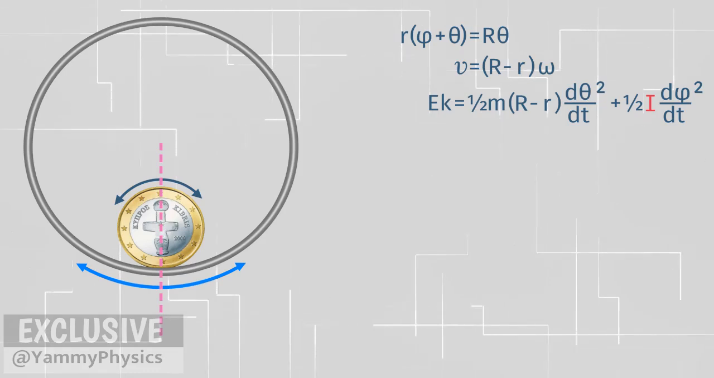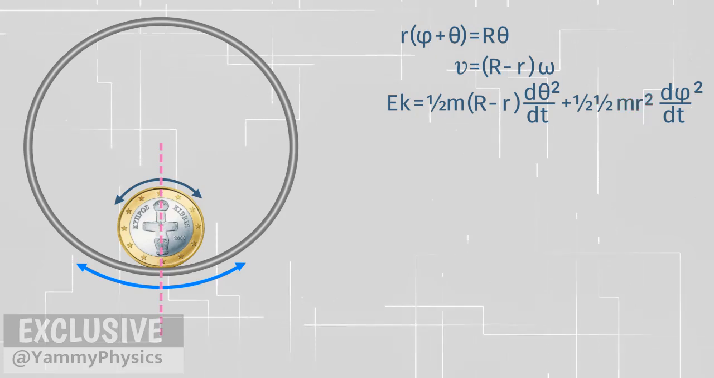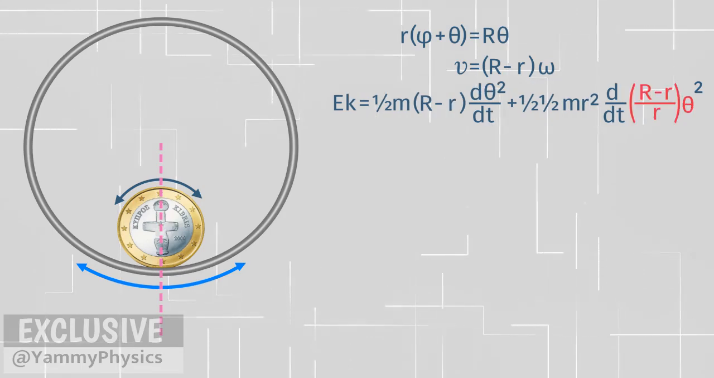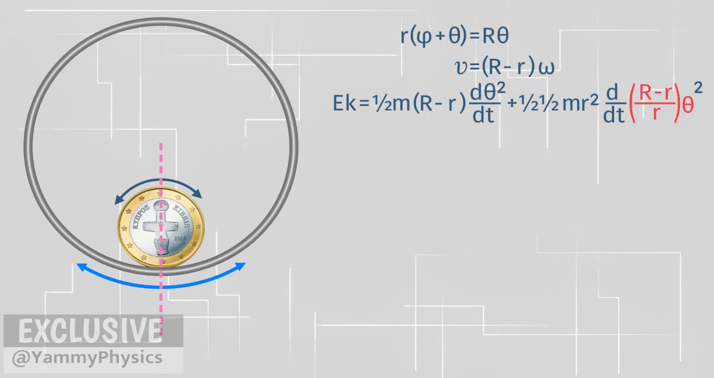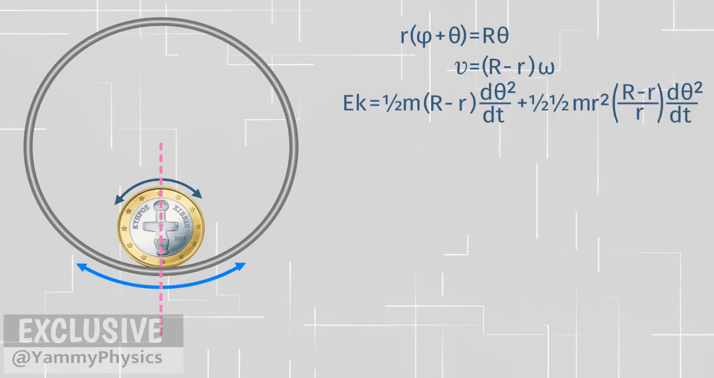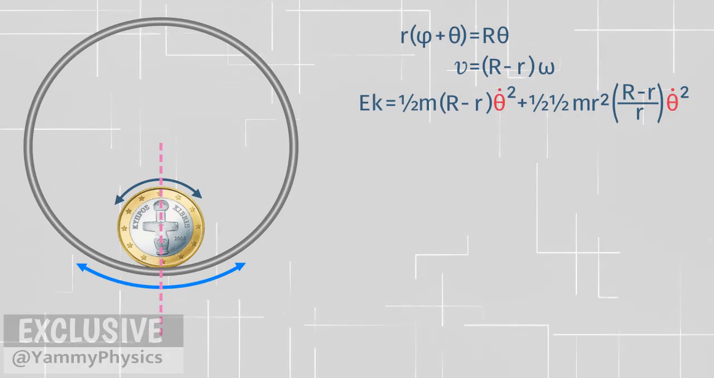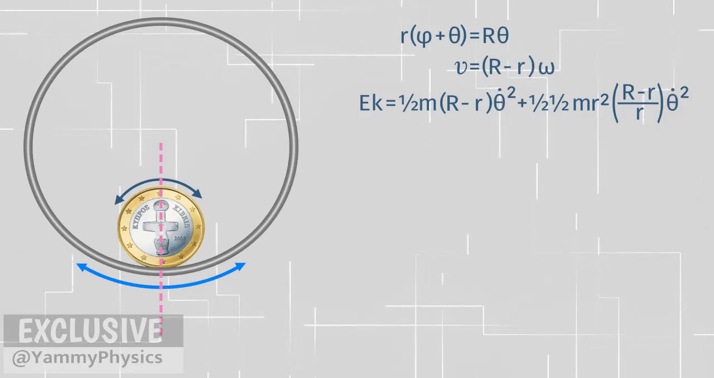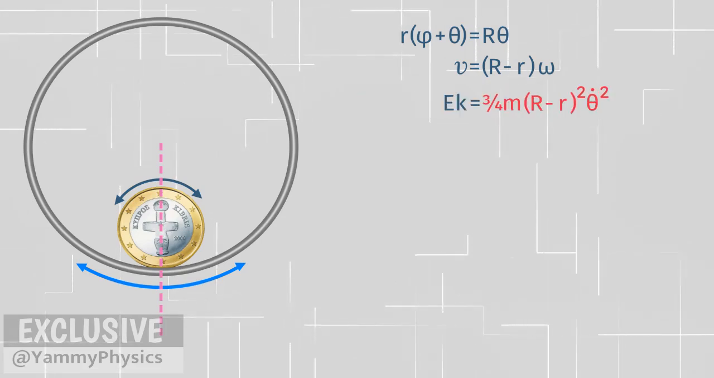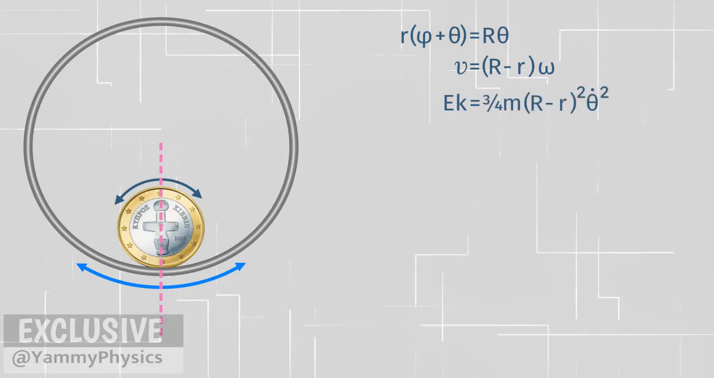The moment of inertia of a coin rotating about its own axis is half mr squared. We already know the value of phi from before. The derivative of phi with respect to time is (big R minus r) over r, times theta dot. We often write time derivatives as dots: theta dot, theta with a dot on it. We can simplify this equation to look like this. This is the kinetic energy at the equilibrium point.